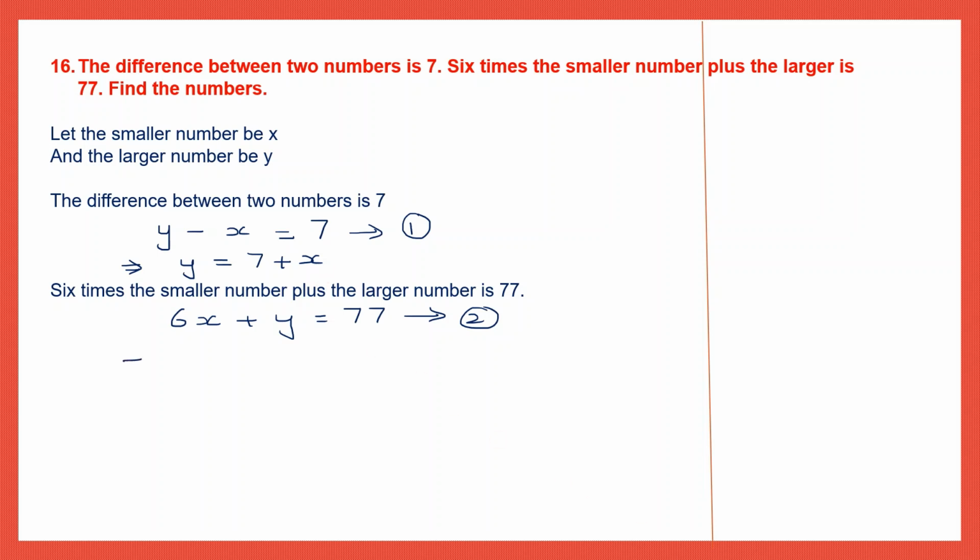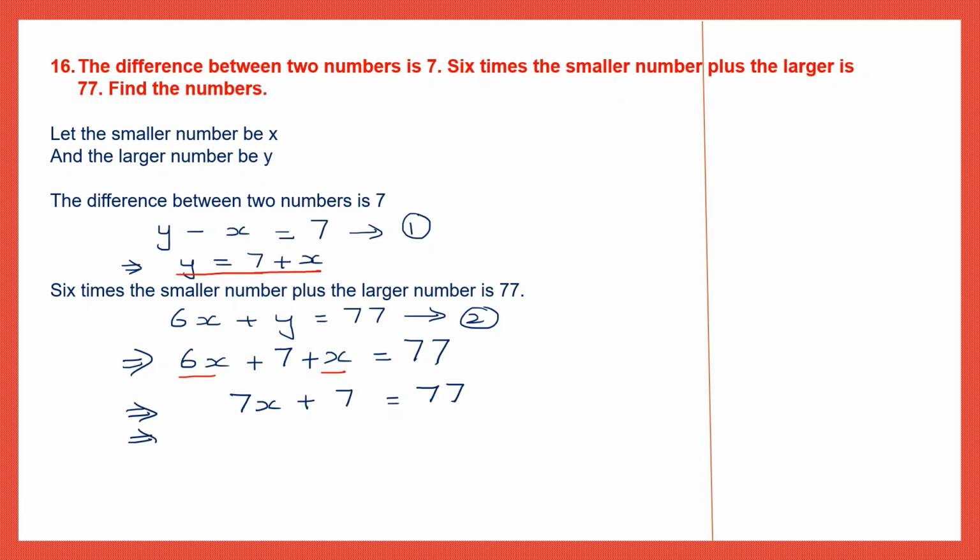So let's do that. Here 6x will remain the same. Instead of y, we are going to write 7 plus x because we found that y is 7 plus x. So here let's write 7 plus x. Altogether they are equal to 77. So let's work on the x here. We have 6x plus x, that is 6 plus 1, which is 7. So 7x plus 7 is equal to 77.